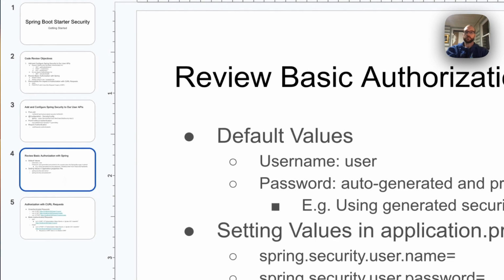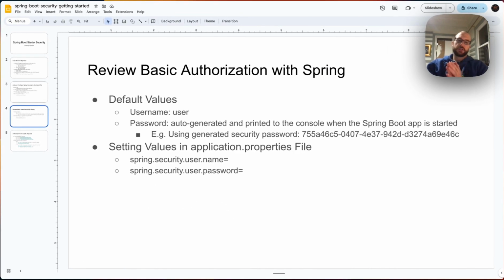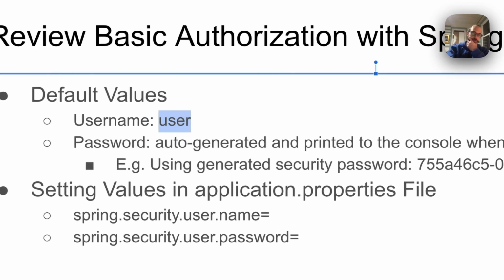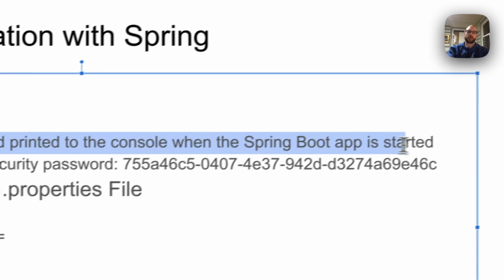Awesome. So with basic authentication, you need a username and a password added to the header. But what is the username and password? We really didn't do anything. So in Spring, the default username will just be user, and then the password by default will be auto-generated, and it's printed to the console when the Spring Boot app is started.